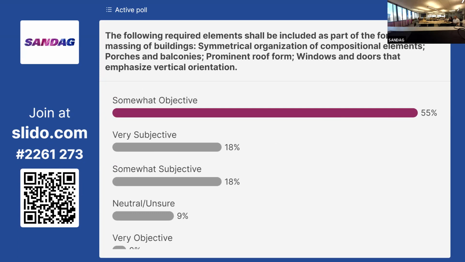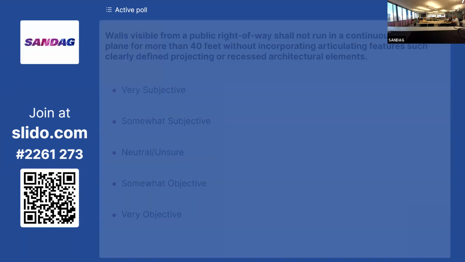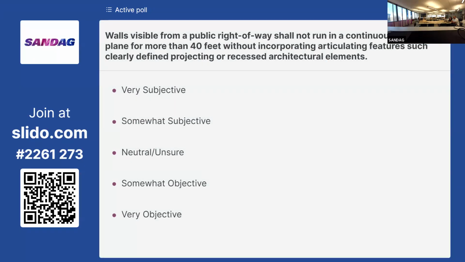And I'll just kind of point out here, what are the compositional elements? What does a prominent roof form look like? Those are things that I think once you start to apply the standard may start to break down. Of course, in this context, like I said, we're cherry picking the standard, so maybe there's more information in the context surrounding this standard here. So let's move on to the next one.